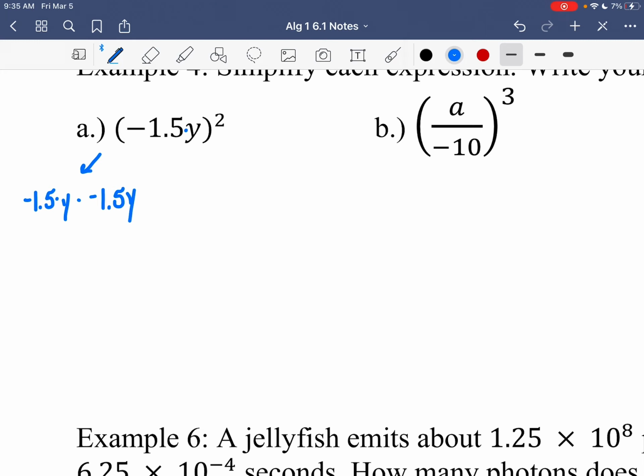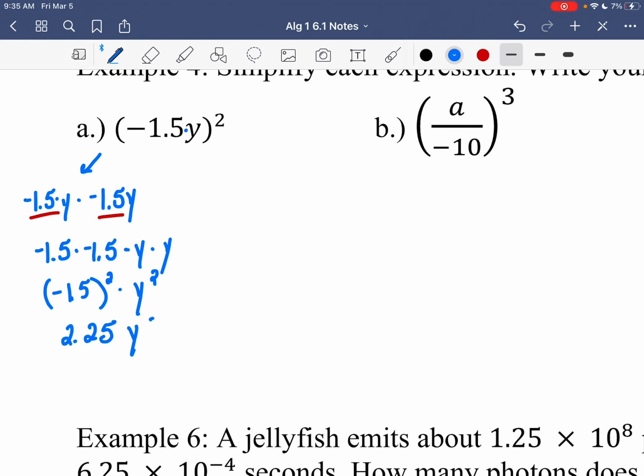So now I can multiply the negative 1.5 times negative 1.5, which is positive 2.25. So I'm taking negative 1.5 times the negative 1.5 and then multiply it by the y times the y. Or negative 1.5 to the 2nd times y to the 2nd. Okay. Negative 1.5 to the 2nd is 2.25 times y to the 2nd. That's as far as it can go.